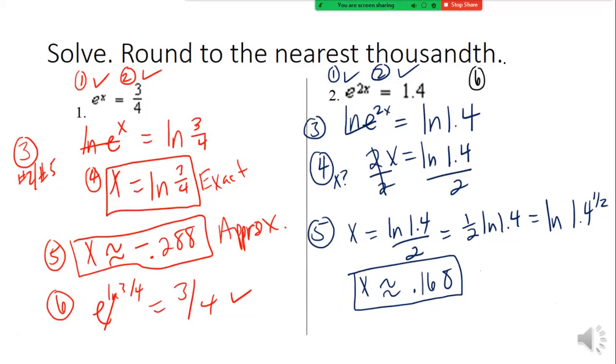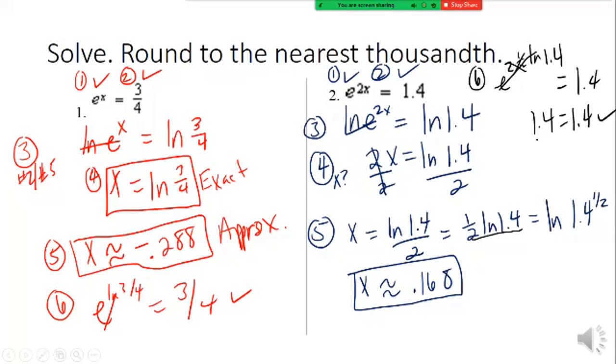All right, to check yourself, e for x, I'm going to plug in this guy. So 1/2 natural log of 1.4, does it equal 1.4? Okay, what's 2 times 1/2? 1. So that becomes invisible. What happens to e to the natural log? It becomes invisible, and I'm left with 1.4 equals 1.4. So what does that tell me? You did it. Good job, you're a genius.